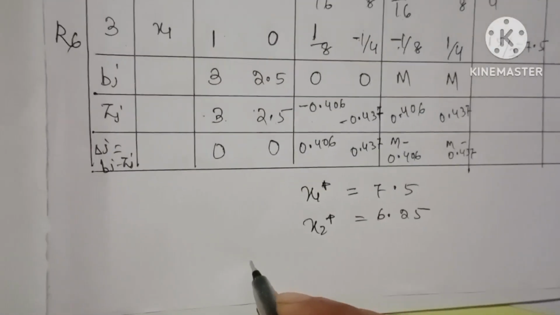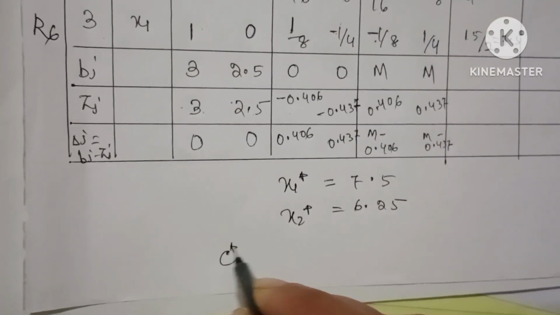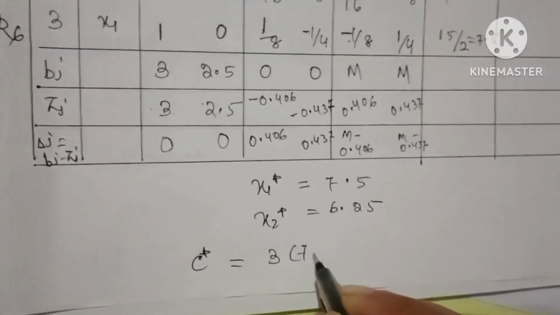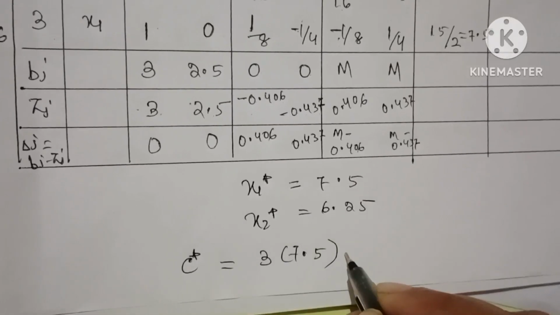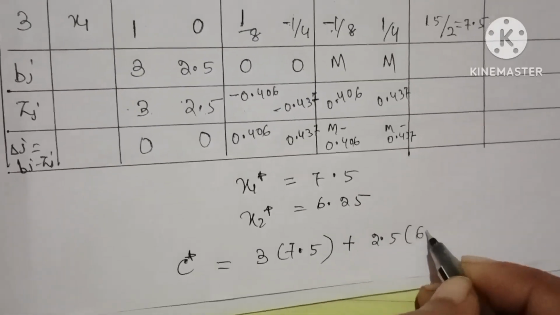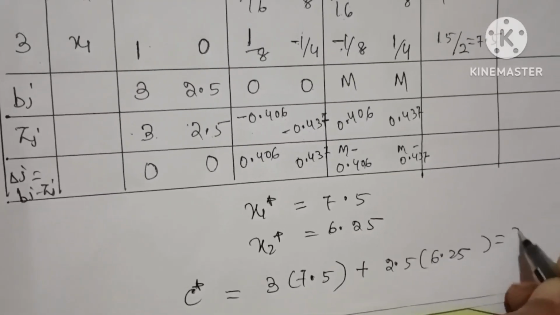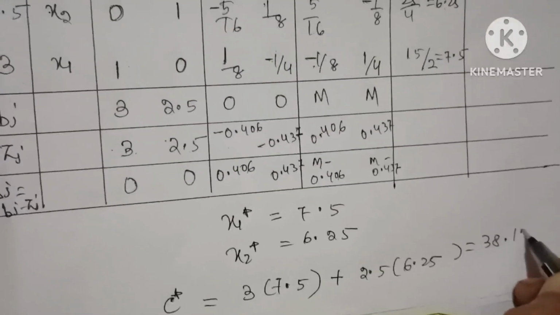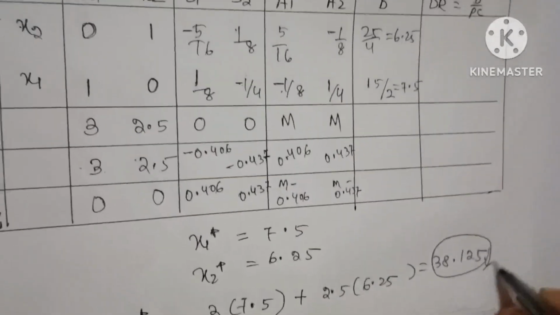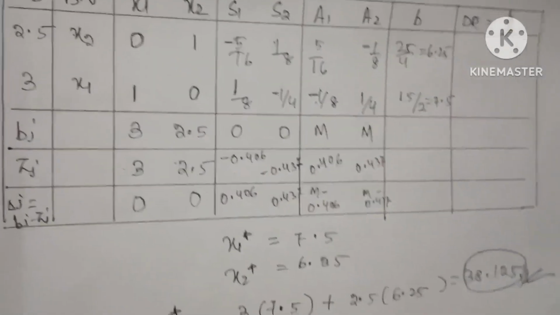Now the optimum value, that is minimization of C, this equal to 3x1 plus 2.5x2, that is 3 into 7.5 plus 2.5 into 6.25, equal to 38.125. So this is the optimum value through Big M method.